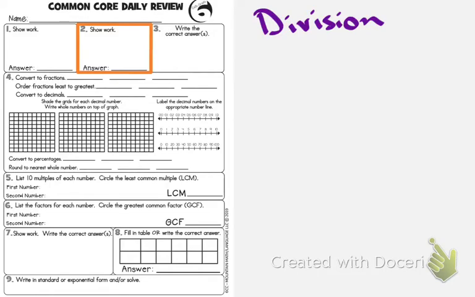All right, this is our tutorial for question 2 of our daily review. A reminder that we're not going to go over any specific problems that are on your daily review. However, this will walk you through the process of how to solve any question 2 or any week's work for question number 2. They are always the same types of questions.